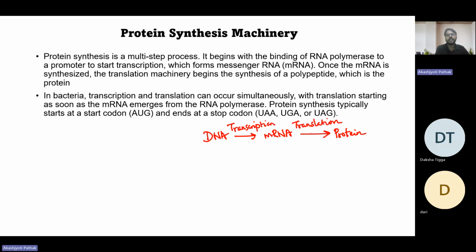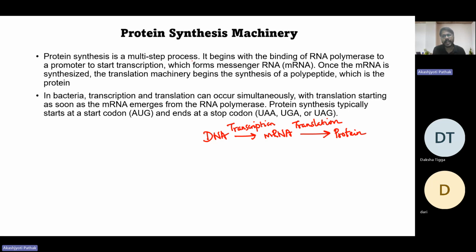So for synthesis of our protein, what will be required? For expression of the DNA, what all things must be present in the vector, that we will see today. Okay, so protein synthesis is a multi-step process.